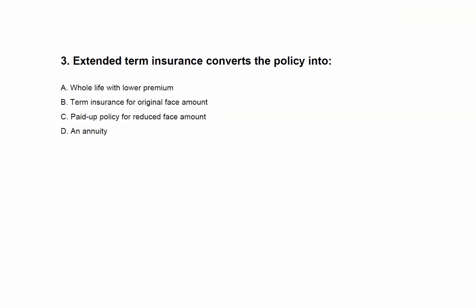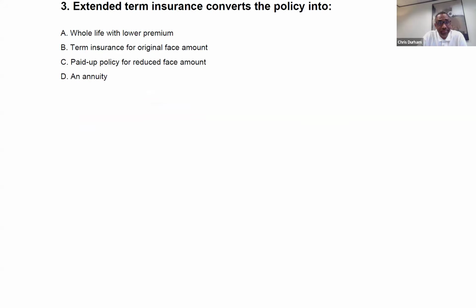Okay. Word in the question. Term insurance for original face amount. Yes, sir. Every time. Term insurance, so the extended term option gives you the same amount of coverage that you had before for a temporary period, or term insurance. But like I said, if you see the word in the question and that same word is one of the answer choices, that's always it. You ain't got to think about it. Got it.